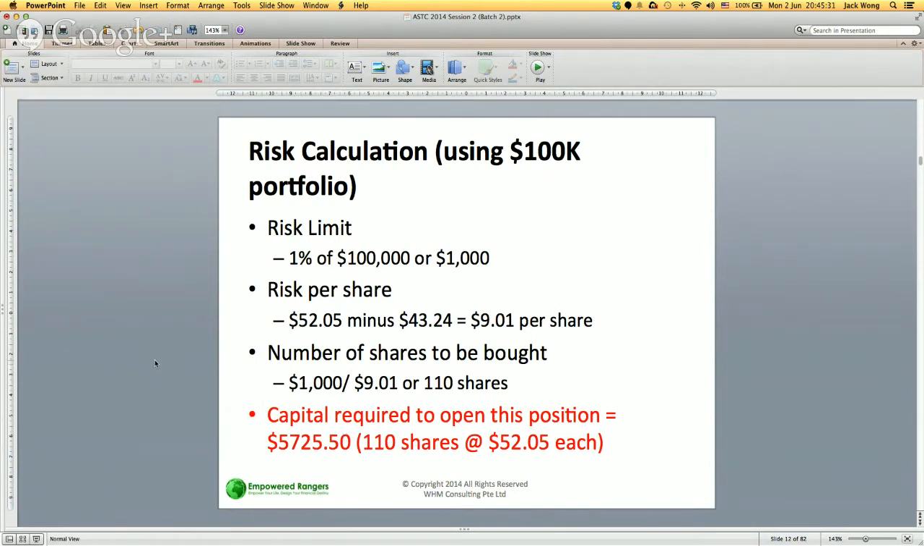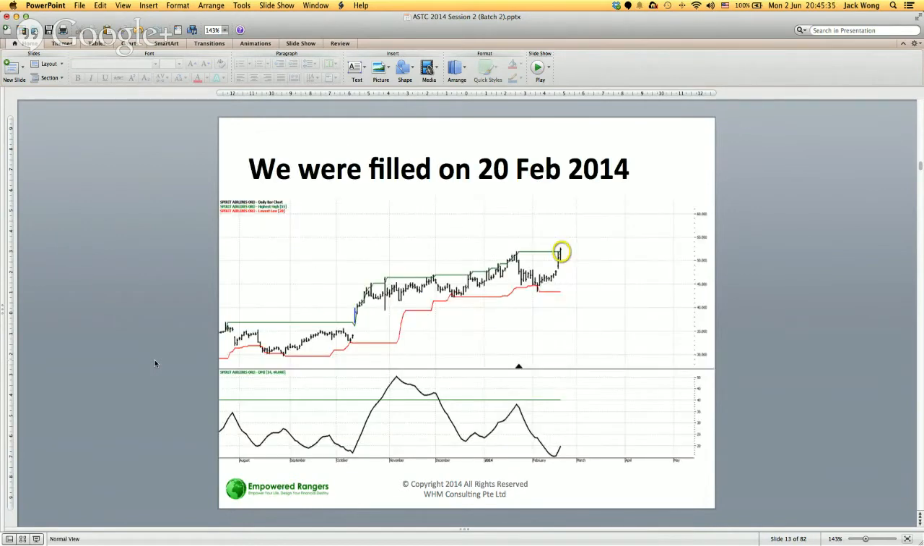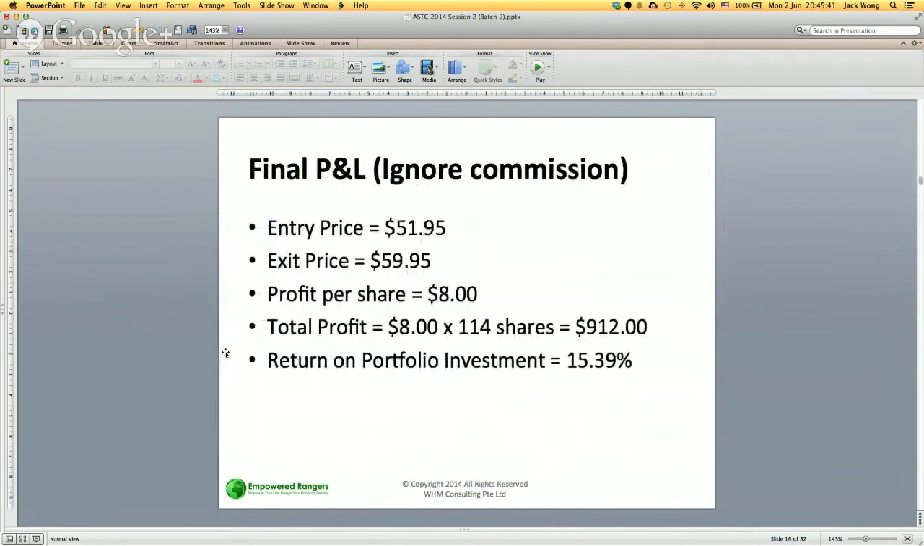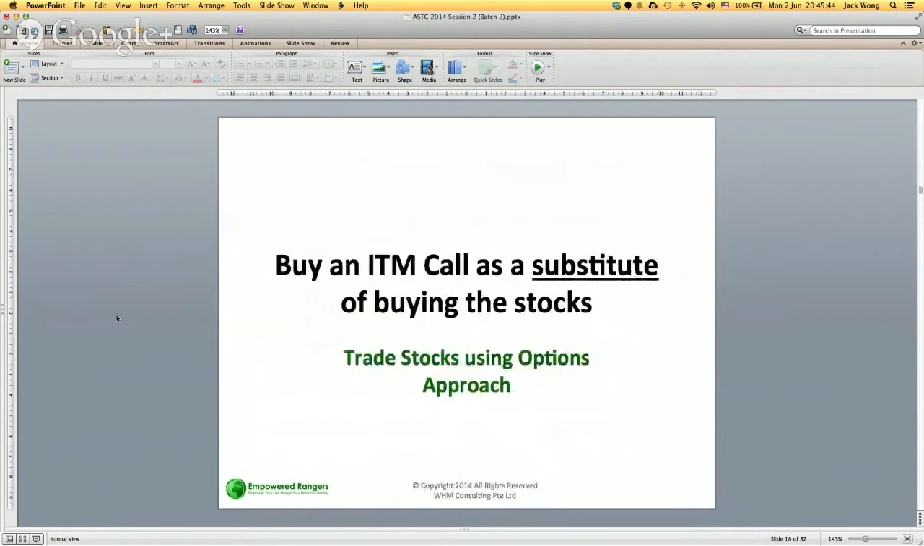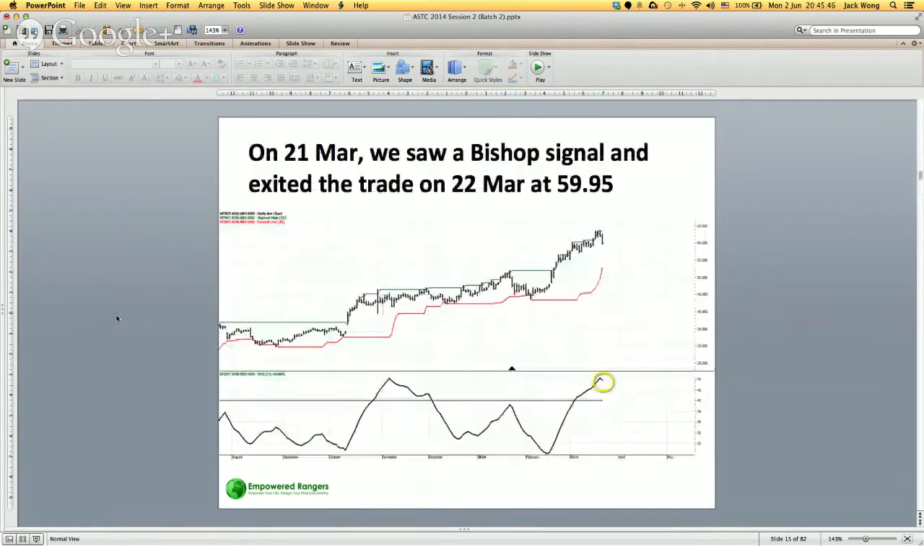Okay, let's see what happened to the stock. On the next day, we were filled. We were in. In fact, very interestingly, the next day, the opening price. Oh, sorry, I overshot. I pressed the mouse too fast. Okay, sorry, coming back. So we were in.